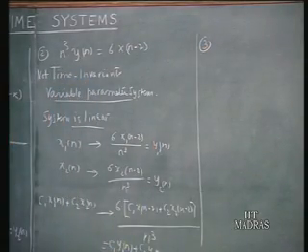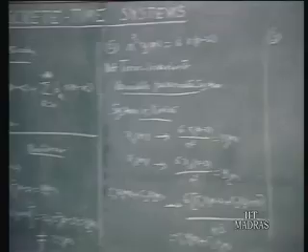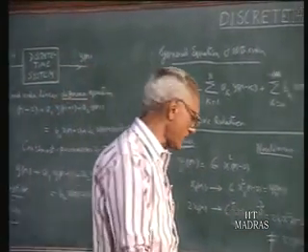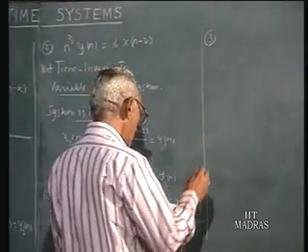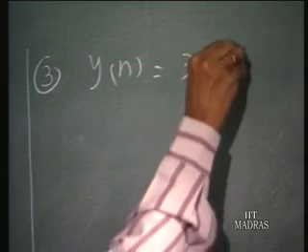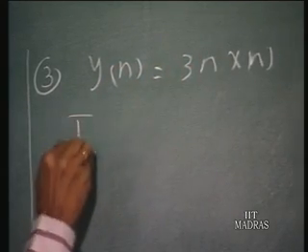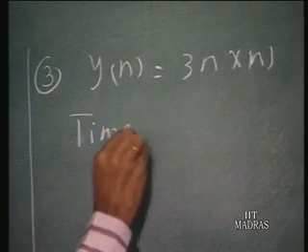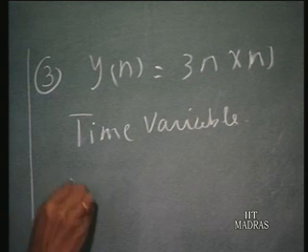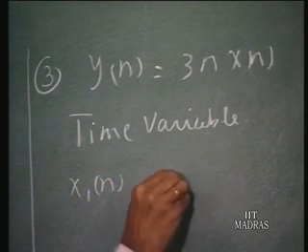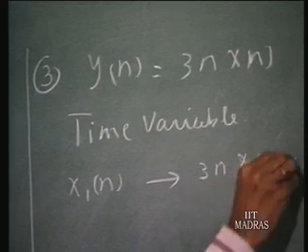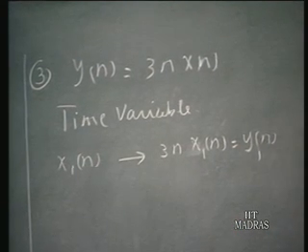So a time variable system obviously will not satisfy the property that if you shift the input by a certain amount, the output will also be shifted by a corresponding amount. To illustrate this, let us consider y(n) = 3n times x(n). This is again a time variable system because the coefficient is a function of n. Suppose I have x1(n) and it gives rise to an output which is 3n times x1(n). This is your output y1(n).